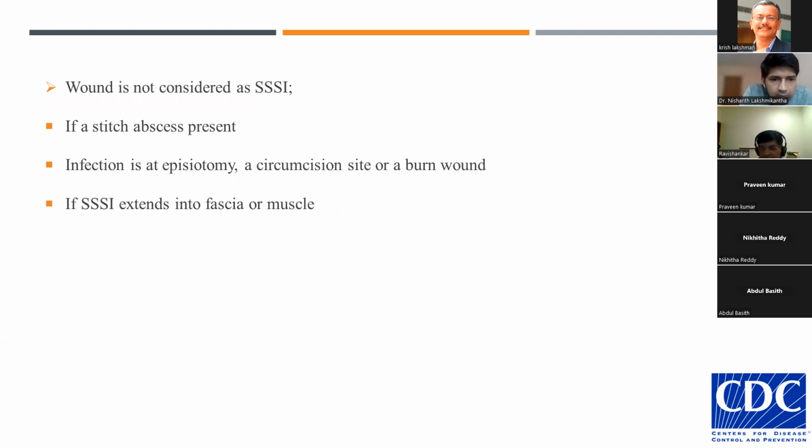What are the wounds that are not considered superficial surgical site infection? A stitch abscess, an infection at an episiotomy site or circumcision site, or a burn wound, or if a superficial surgical site infection extends into the fascia or muscle. These types of wounds are not considered superficial ones. Praveen, can you tell us why it's not considered an SSI for each of these criteria?